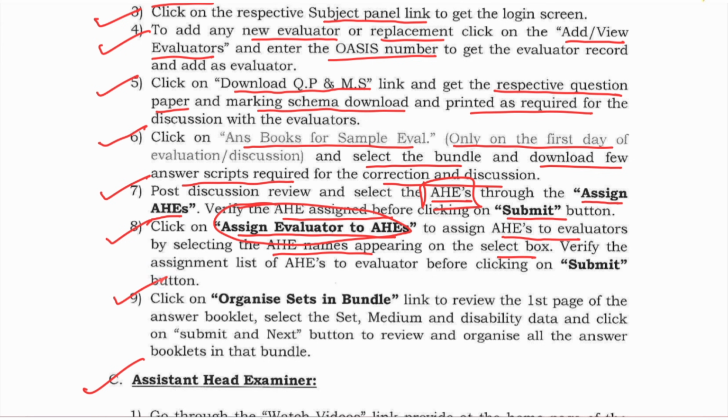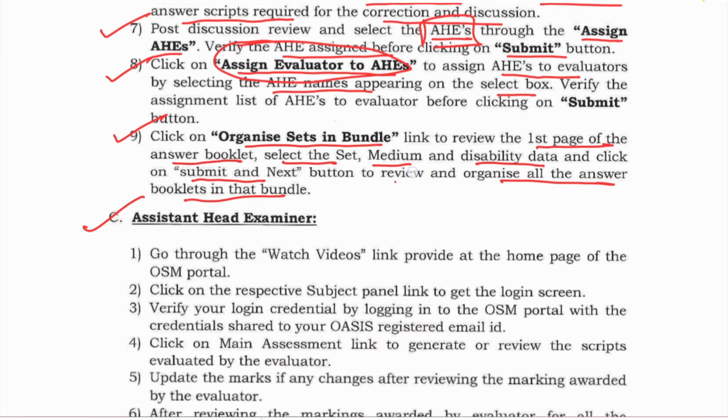After that, they can click on organize set in bundle. To review the first page of answer booklet, select set, medium, disability data and click on submit and next button to review and organize all answer booklet. This also need to be done by HE only.